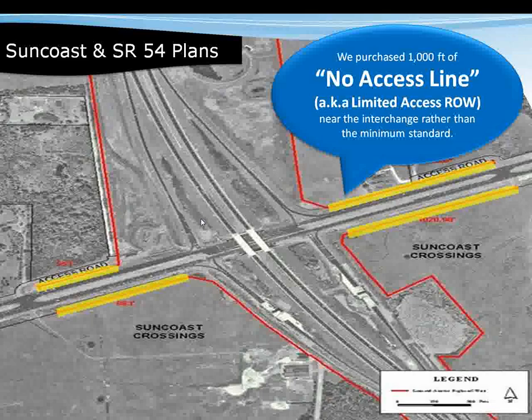An example of really good access management and design practices can be found on the Suncoast Parkway, State Road 54, where department and turnpike designers purchased extra land along the side street, along the arterial, to assure that in the future there wouldn't be driveways and major intersections that close to the on and off ramps.